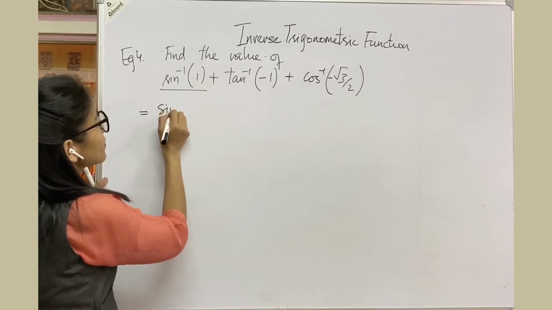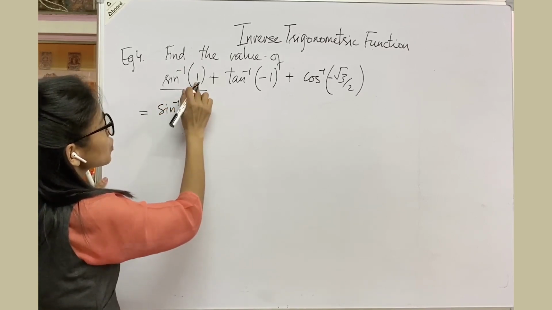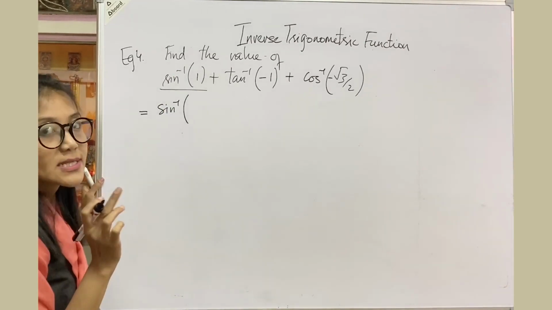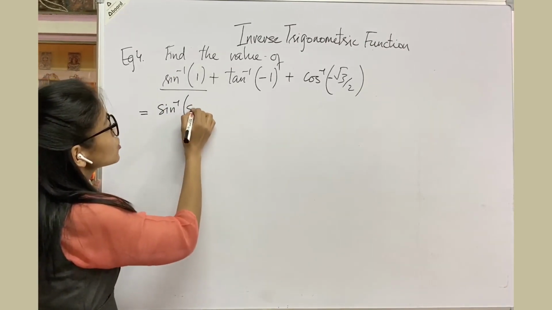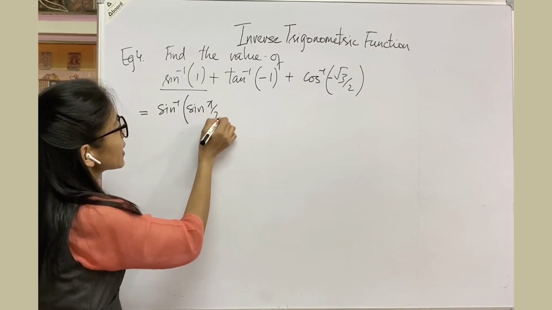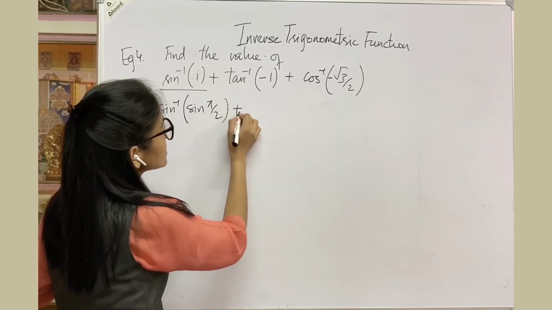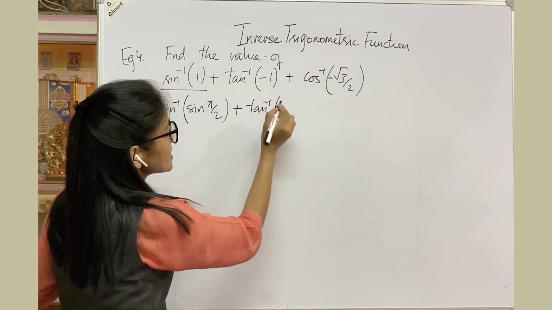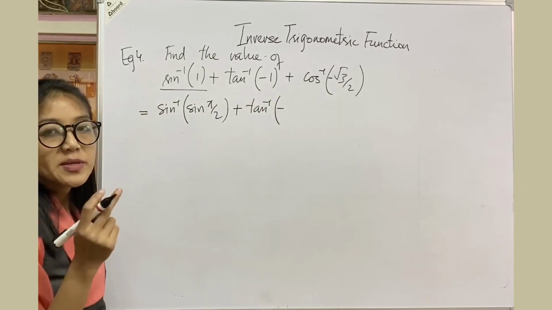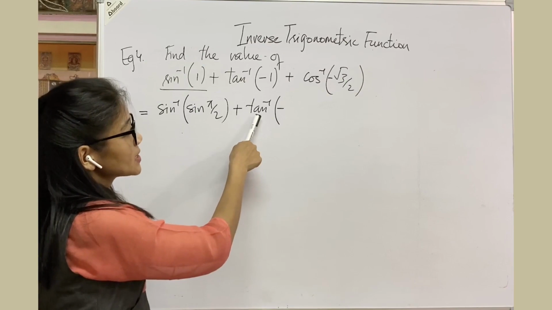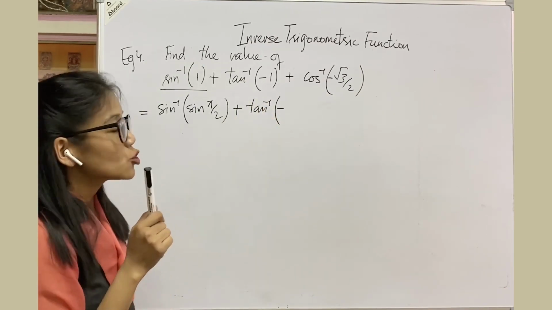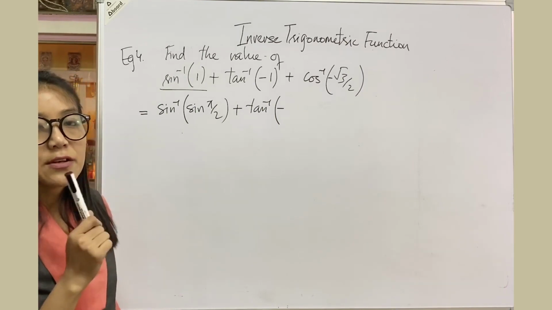So now I have sine inverse of 1. You will try to express it in terms of sine. That is, sine 90 is equal to 1, so I can write sine of pi by 2. Plus tan inverse of negative, you just keep it as it is, 1. You'll try to express 1 in terms of tan, because we have tan inverse here, so this term is to be expressed in terms of tan. So 1 in terms of tan is tan 45.